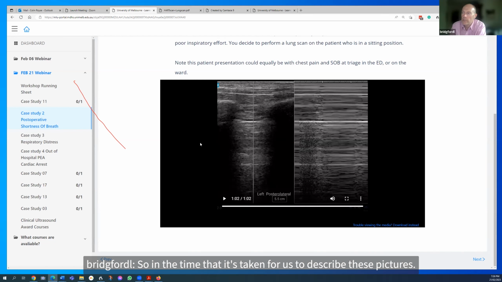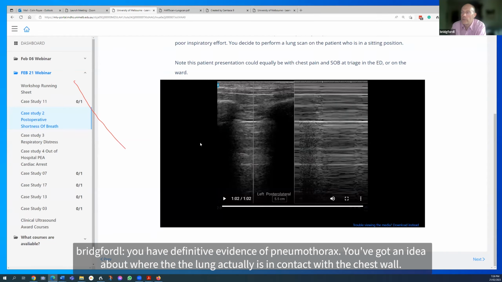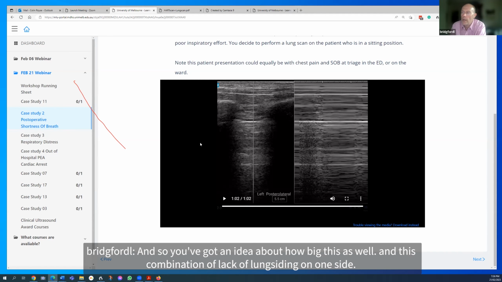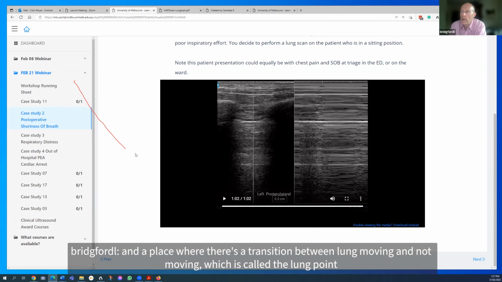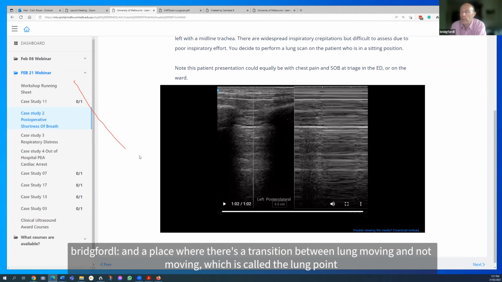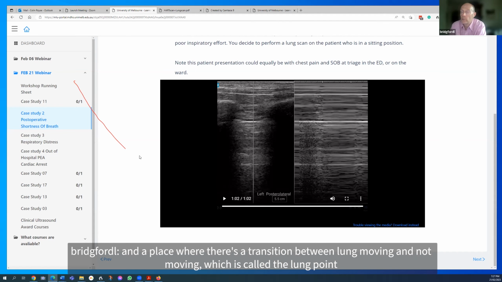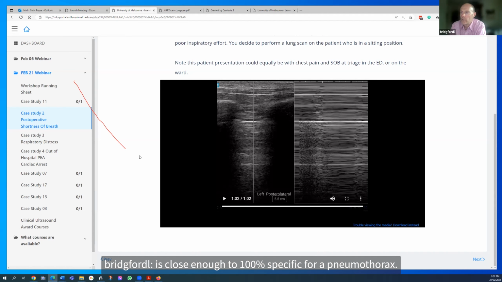So in the time that it's taken for us to describe these pictures, you have definitive evidence of a pneumothorax. You've got an idea about where the lung actually is in contact with the chest wall, and so you've got an idea about how big this is as well. And this combination of lack of lung sliding on one side and a place where there's a transition between lung moving and not moving, which is called a lung point, is close enough to 100% specific for a pneumothorax.